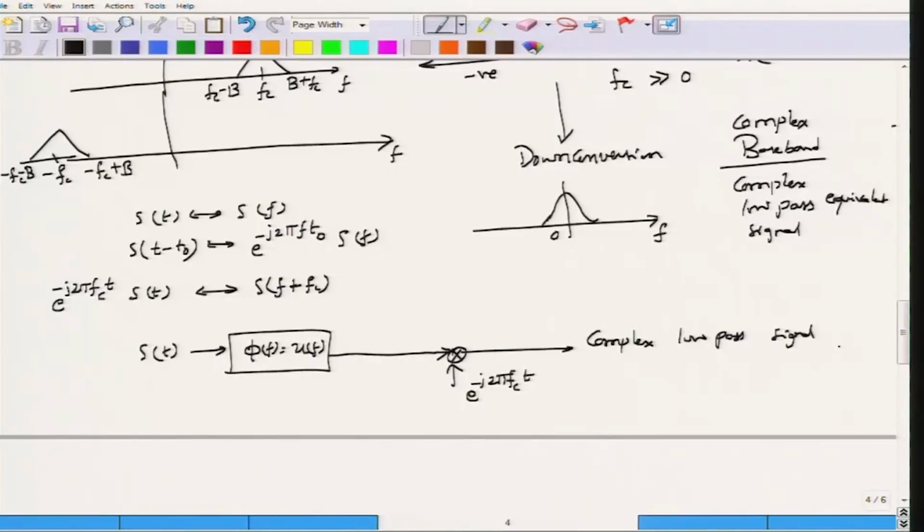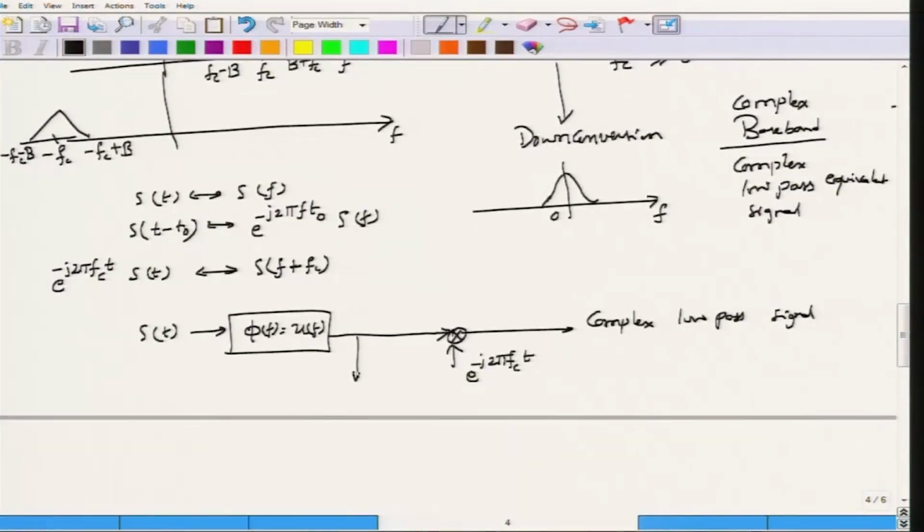In fact, there is a name for this particular output. It is called the analytic signal. The analytic signal has its Fourier transform only in the positive frequency range. So you have S(f) here, and after multiplying by U(f), you have an analytic signal with components only in the positive frequency region. Once you multiply this by e to the power minus j 2 pi fc t, what you get is a complex low pass signal.